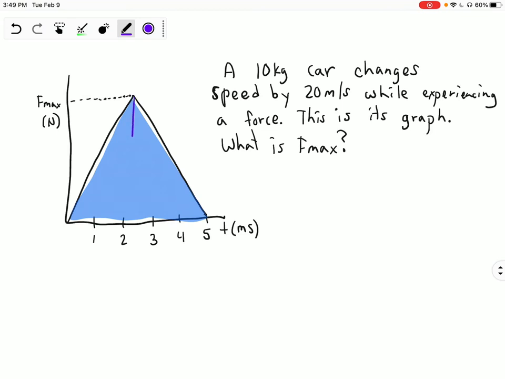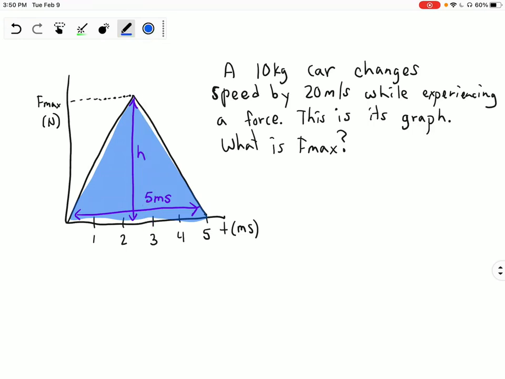So in this one's case, our height is F max, and our base is 5 milliseconds. And I've deliberately chosen to do milliseconds because I think there's an example like that in the assignment that gets everyone. So make sure you check your axis labels to see what units you're actually working with.